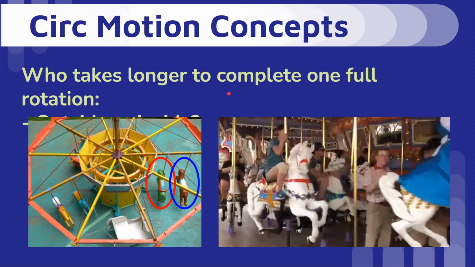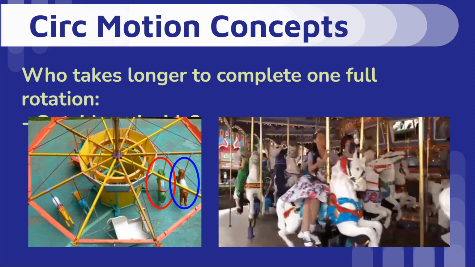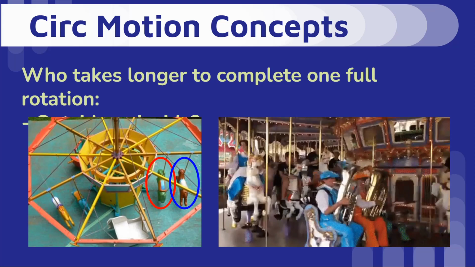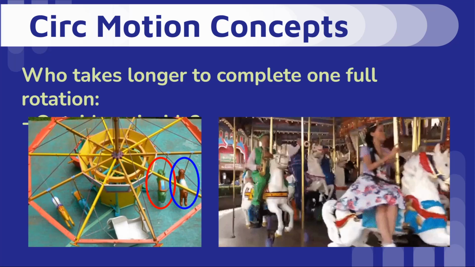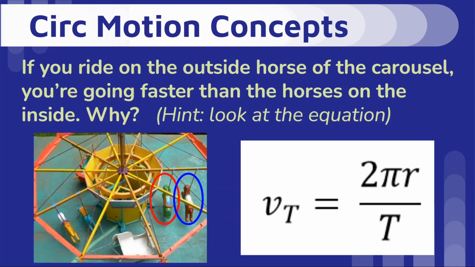Same time, right? It would take them the exact same amount of time to make one lap around it because they're fixed to the ground, right? Okay, so it's going to take them the same amount of time to make that lap. However, if you ride on the outside horse, you're going faster than the person on the inside. Anybody know why that might be?